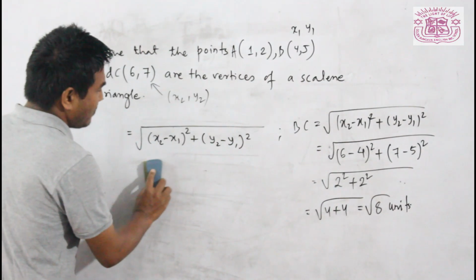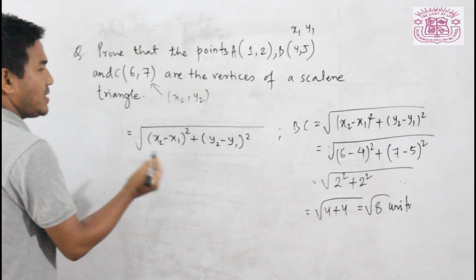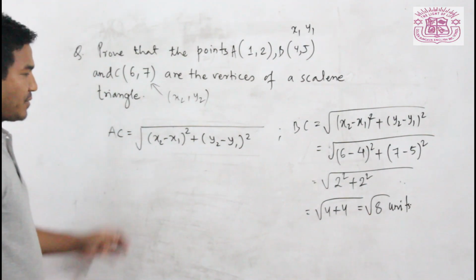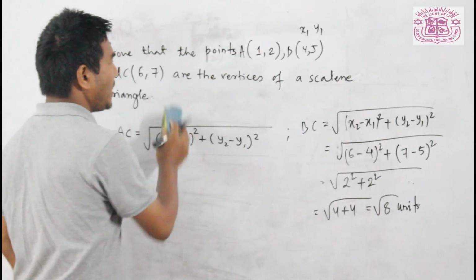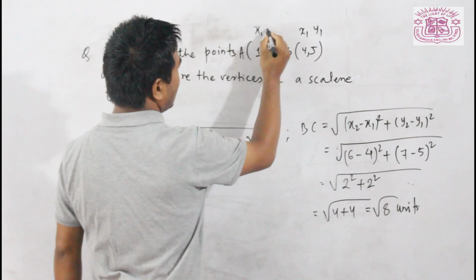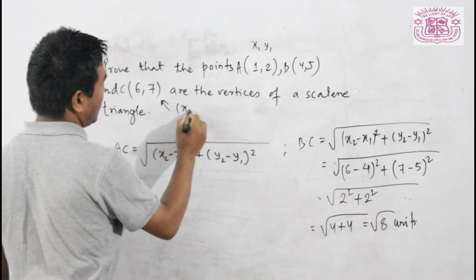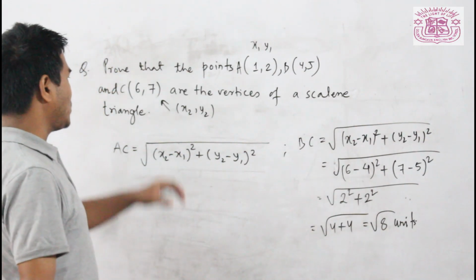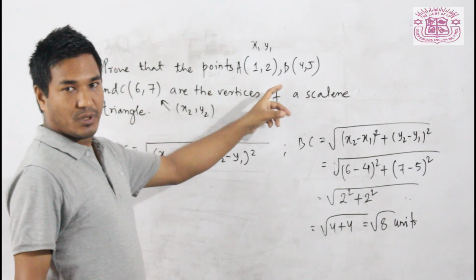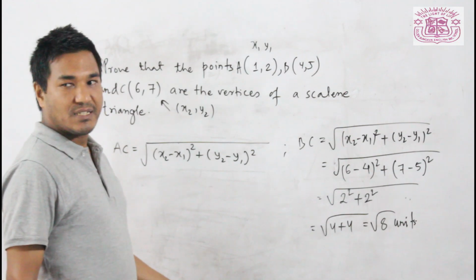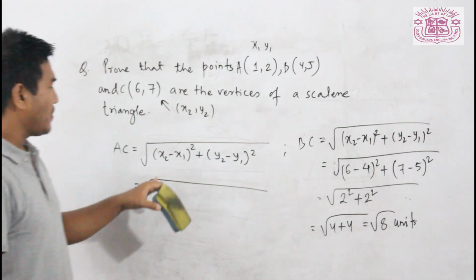Okay, now we have to find out the distance between A and C. For A and C also we use the same formula. For A and C, we suppose A as x1, y1 and C as x2, y2. We can also suppose point C as x1, y1 and point A as x2, y2. It doesn't matter, and the result is the same. So now let's find the distance between AC.